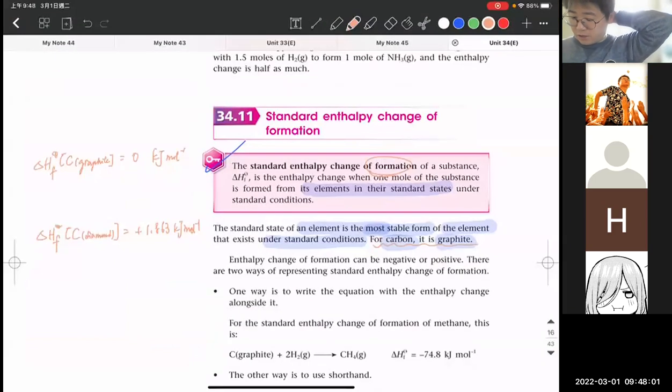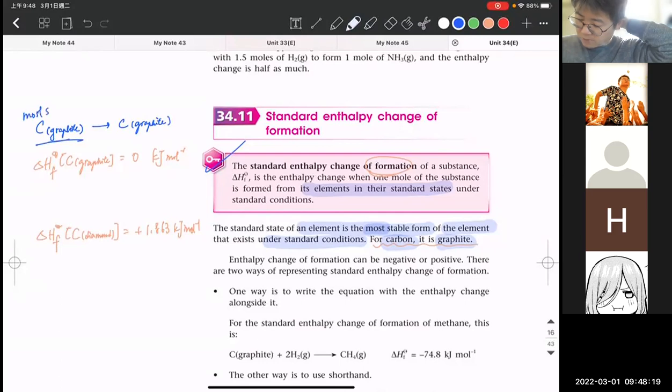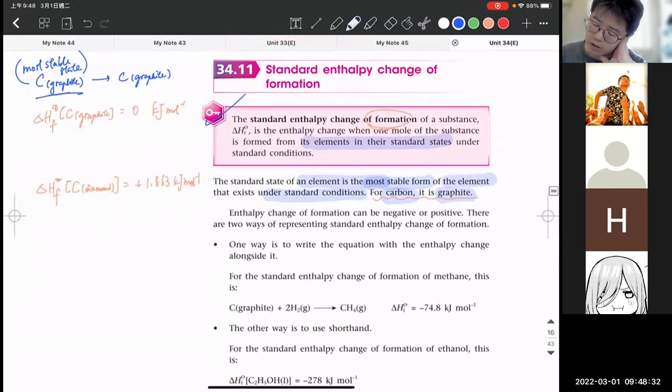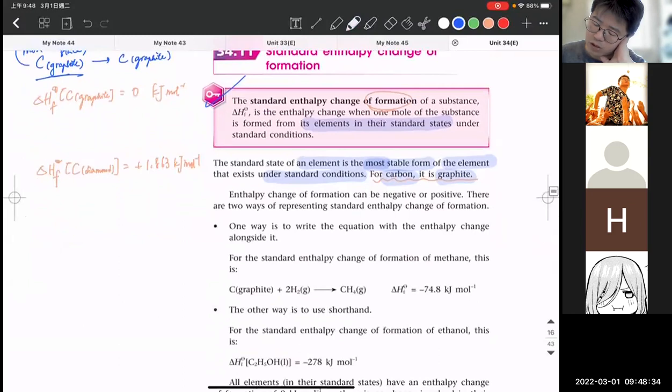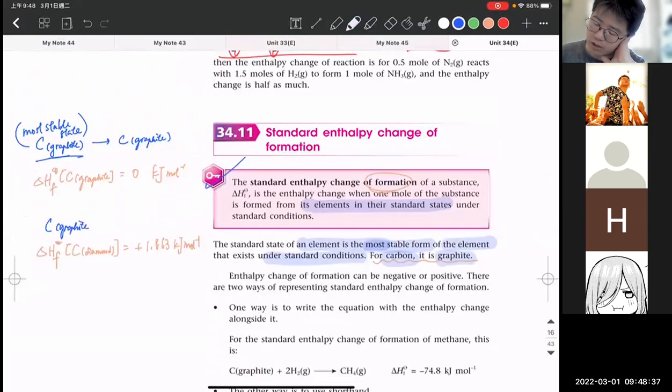What is the meaning of this? It means you're talking about the equation, the transformation from C graphite to form C graphite. Why? Because it is the most stable state for carbon. So according to our definition, we would like to write this. How about this? Formation of diamond being this, which means that this is a transformation from C graphite to C diamond.